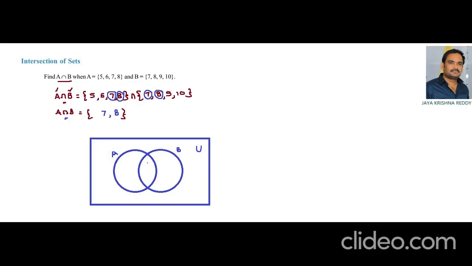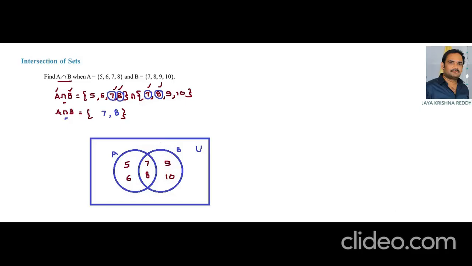Now we have to write the elements in the sets. First you have to write the common elements of the two sets. The common elements of the two sets are 7 and 8. So you have to write those elements here, 7 and 8. This means these two elements belong to set A and at the same time to set B. Next we have to write the other elements from set A, 5 and 6, and the remaining elements from set B, 9 and 10.